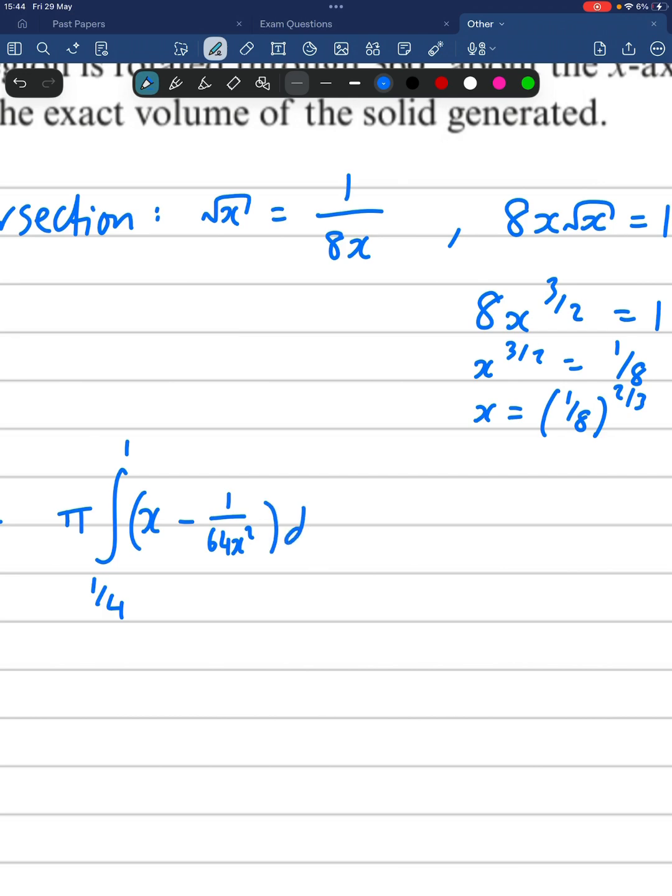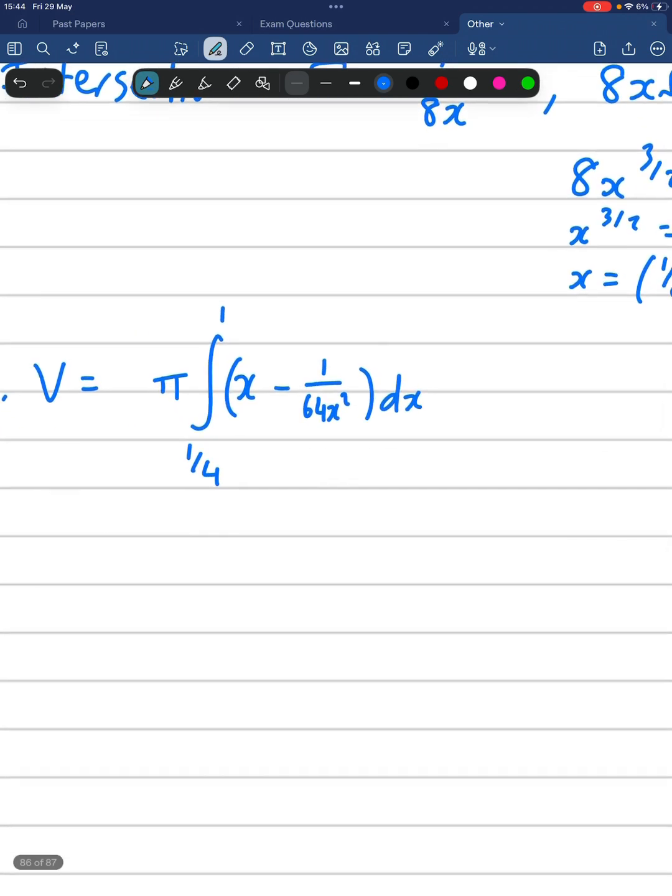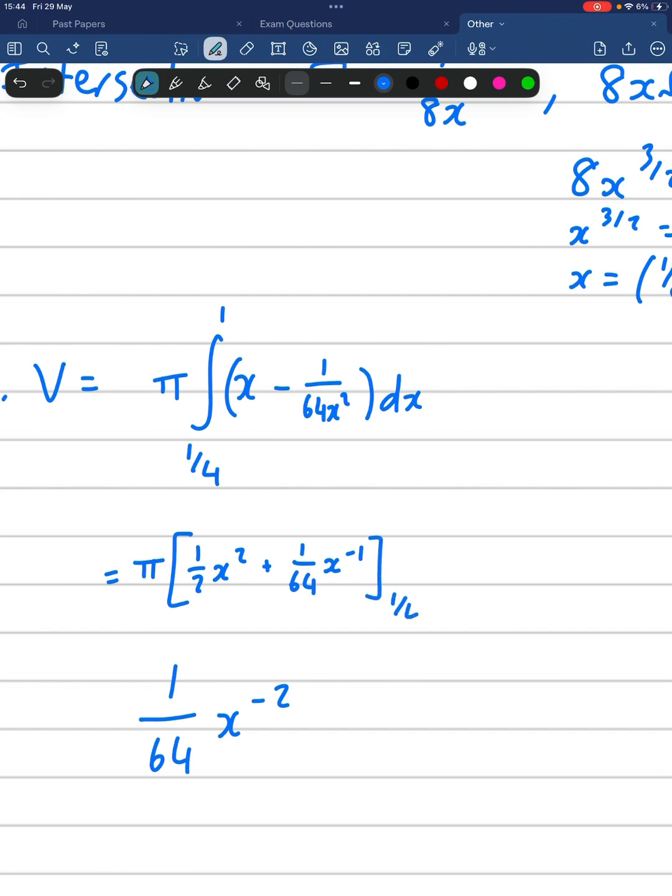We can just go ahead, this is easy enough to integrate, so that's just pi lots of a half x squared minus, this is 1 over 64 x to the minus 2. So you integrate that, the 1 over 64 is going to stay, and then minus 1, so it's going to be plus, this from a quarter to 1.